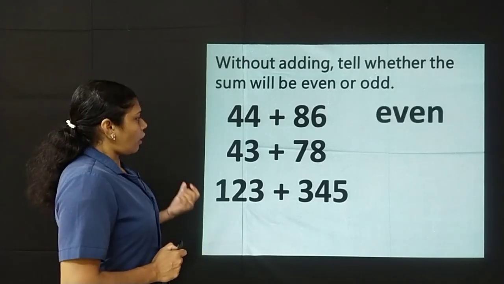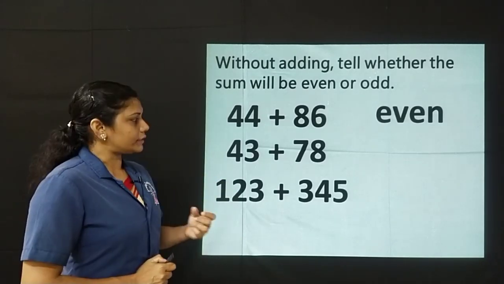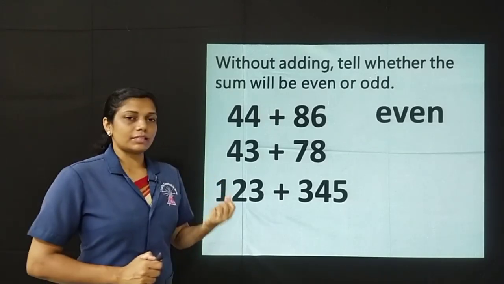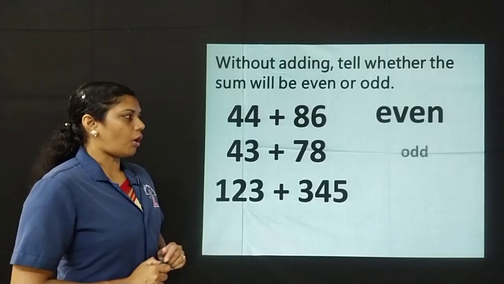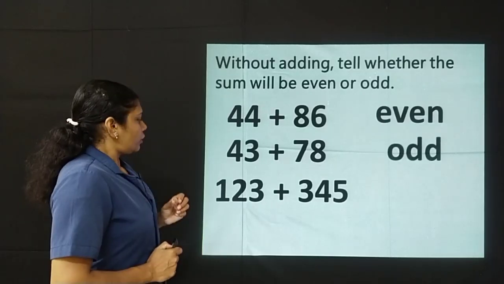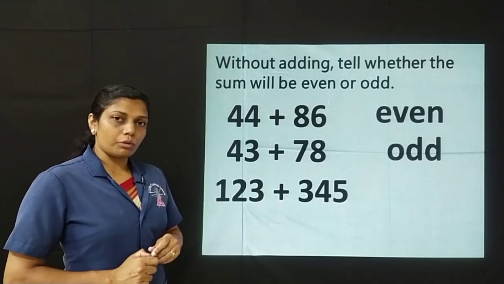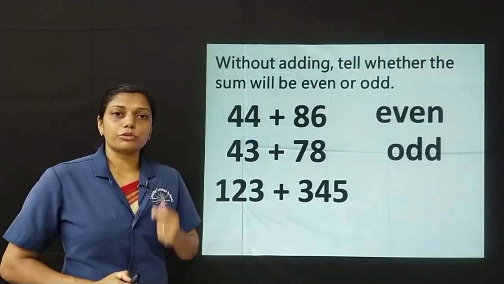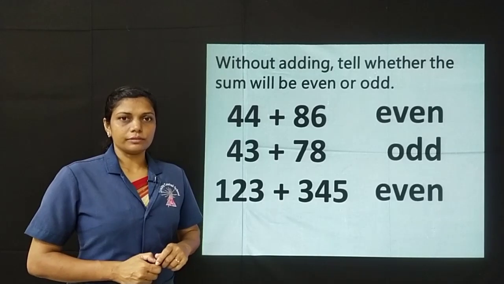Okay. Odd number plus even number, 43 is an odd number, 78 is an even number. So odd number plus even number should always give you an, yes, odd number. 123 plus 345, both are odd numbers. So when you add, you have to get an even number. Clear, children?